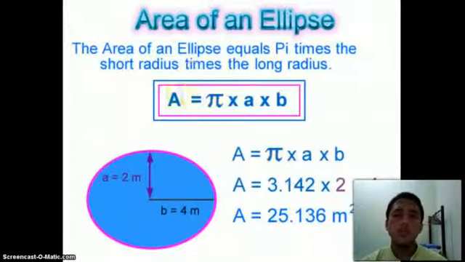We go to the example. In this formula of the ellipse, A is half of the minor axis, which is 2 meters. B is half of the major axis, which is 4 meters. We put these values A and B into the formula and we get this answer, 25.136 meters squared.